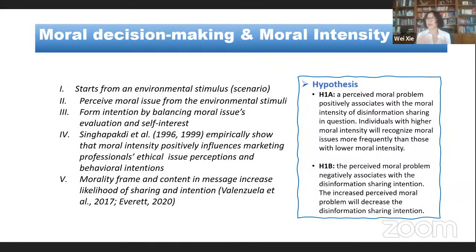So based on that theory and scientific evidence, we form our hypotheses, and I put them here on the right-hand side. H1A, if you remember, says that a perceived moral problem can positively associate with the moral intensity evaluation of disinformation sharing. Individuals with higher moral intensity will recognize the moral issue more frequently than those with lower moral intensities. The H1B hypothesis says that if we perceive a moral problem in the scenarios, this perceived moral problem can negatively associate with disinformation sharing intentions. That means an increase in the perceived moral problem in the issue will decrease our sharing intention.